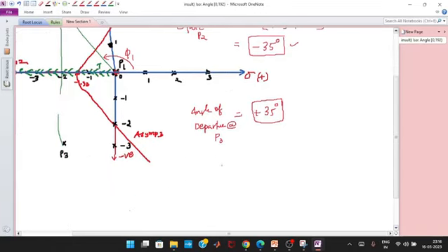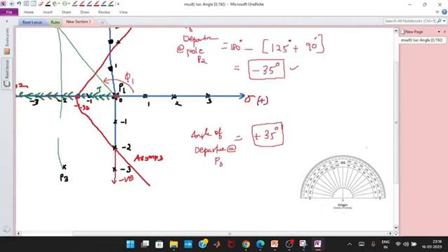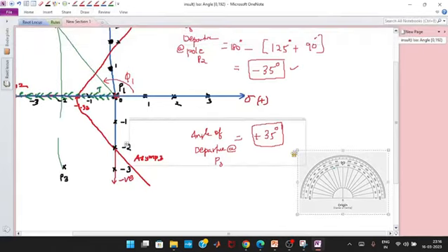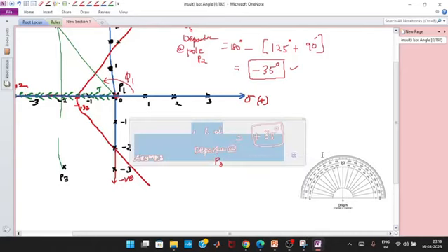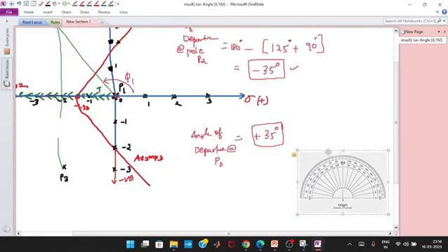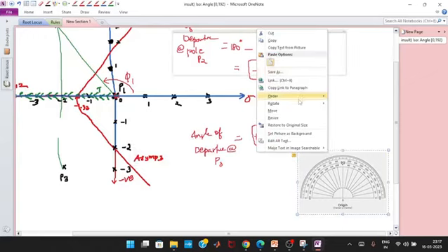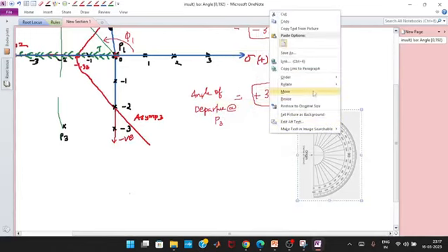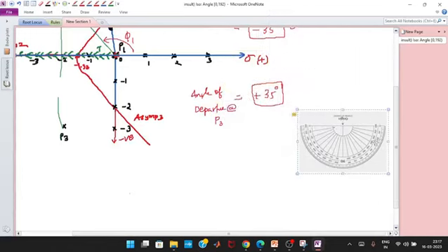Take your protractor and you have to rotate it. You have to see this and do it in your notebook also. So now I am going to rotate it.